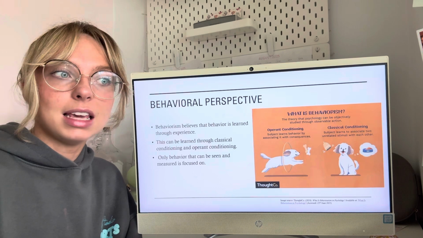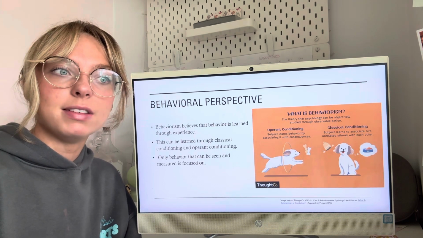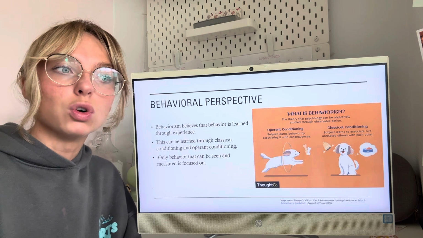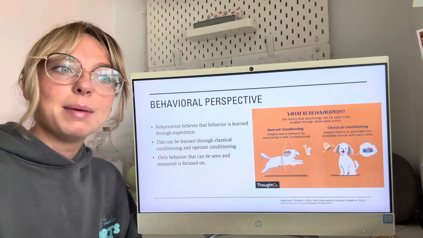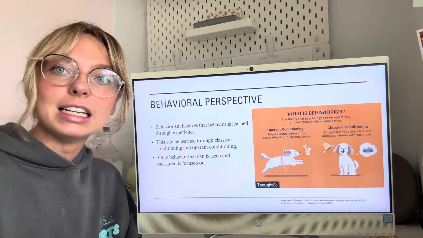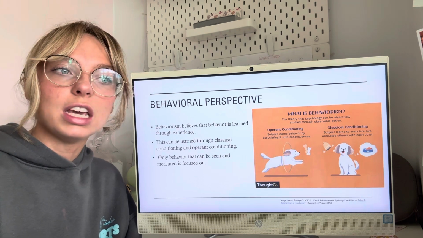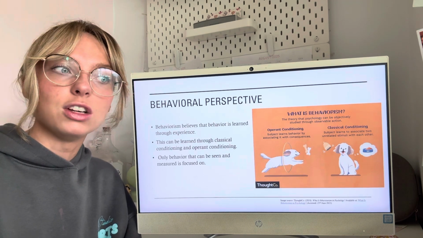Behaviourism is the theory that behaviour is learned through experiences with your environment, focusing on how the environment, punishment and rewards influence behaviour. It believes people learn through classic conditioning and operant conditioning. Classic conditioning is learning through association, which means you learn to connect one thing to another.